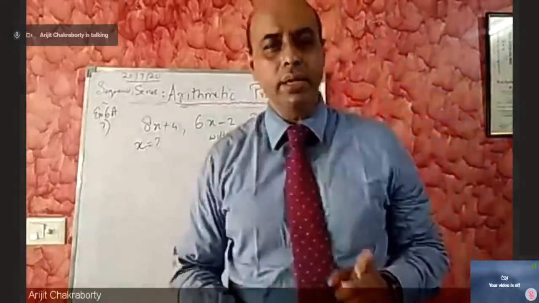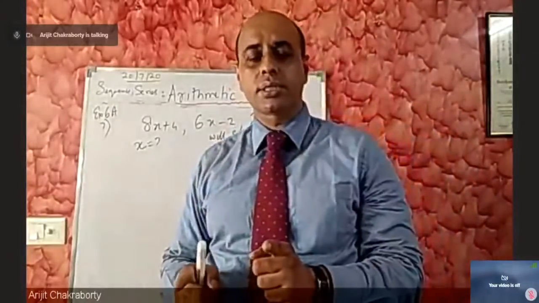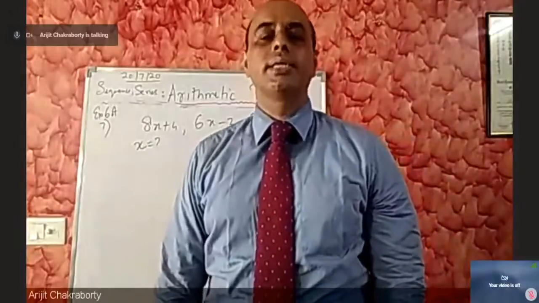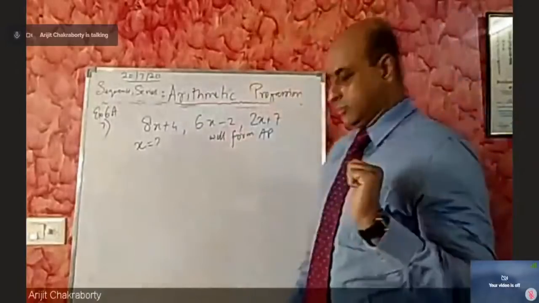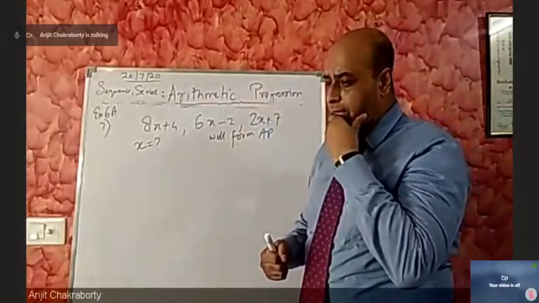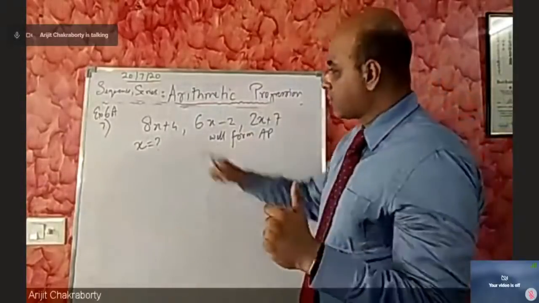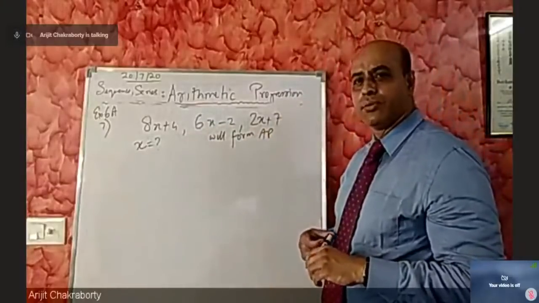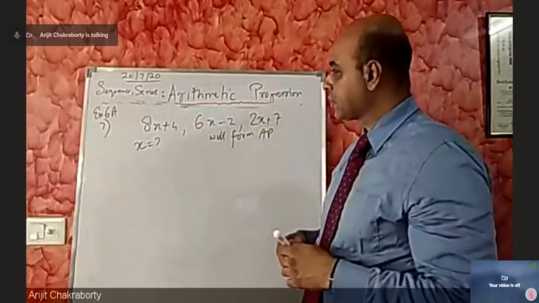So what is an AP? A progression where there is a common difference, and the common difference, that is the difference between two successive terms, is identical, is equal, is constant. Fine. So how to solve this? Right, let's see what can be done. What is the value of x such that these three terms will form an arithmetic progression?